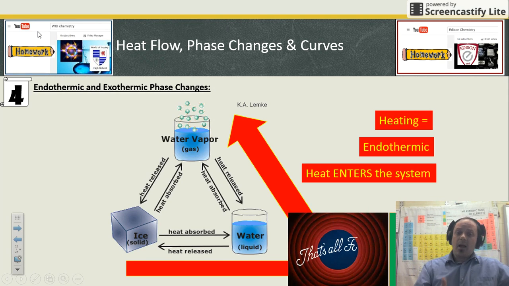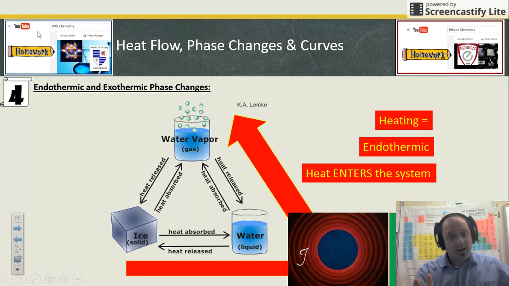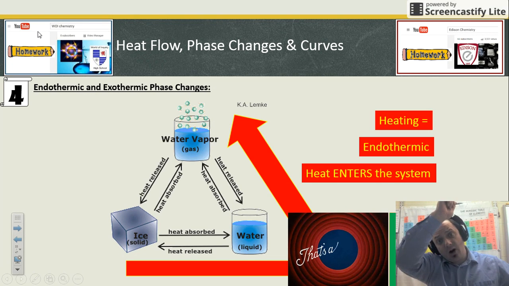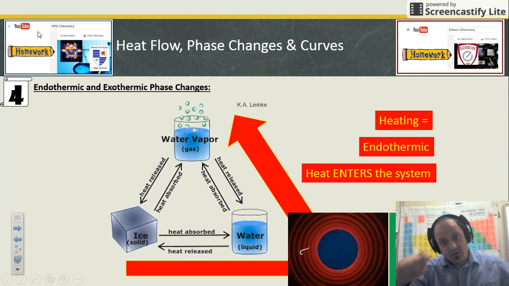And that brings us to the end of this basic overview of what heating and cooling curves look like. Remember where to label, what to label, and how heat moves between phase changes. Absorbing heat, rising from solid to liquid to gas; releasing heat, dropping from gas to liquid to solid.